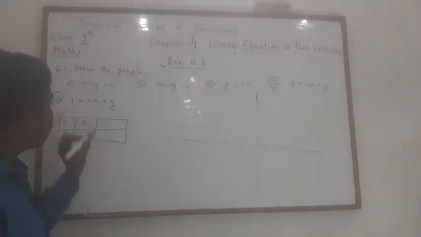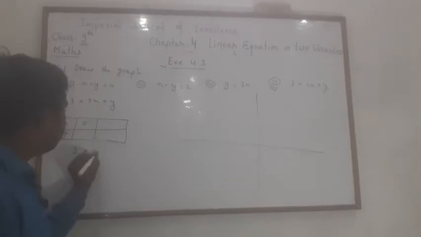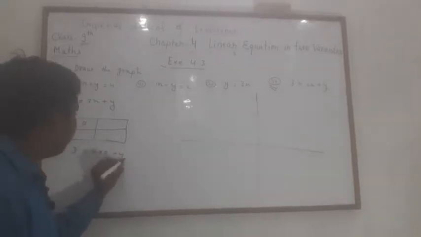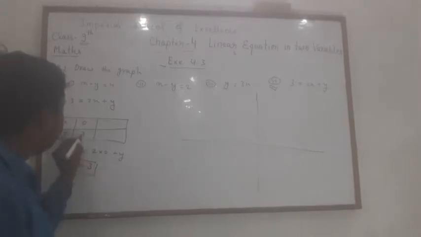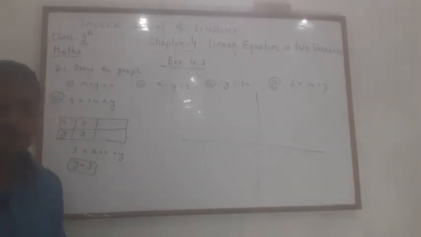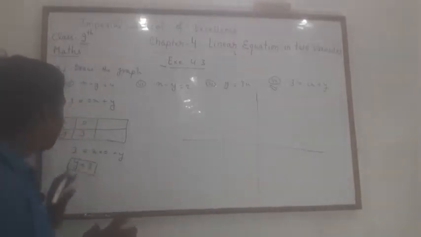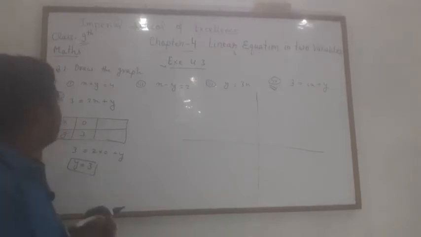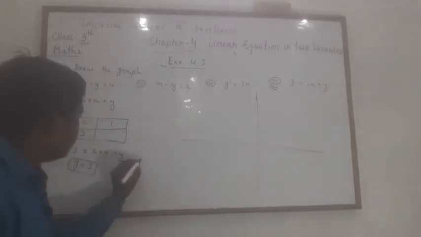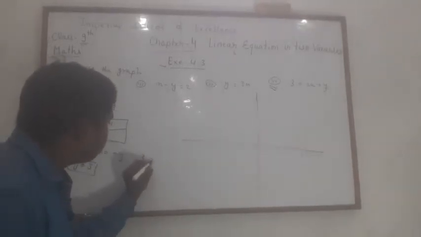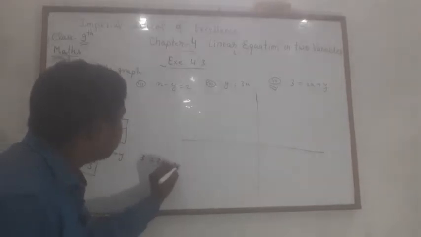If you take x is equal to 0, then what will it be? This is 3 is equal to 2 into 0 plus y. So finally y is equal to 3. So when x is equal to 0, y is equal to 3. And now put x is equal to 1. x is equal to 1. Then it will be 3 is equal to 2 into 1 plus y.